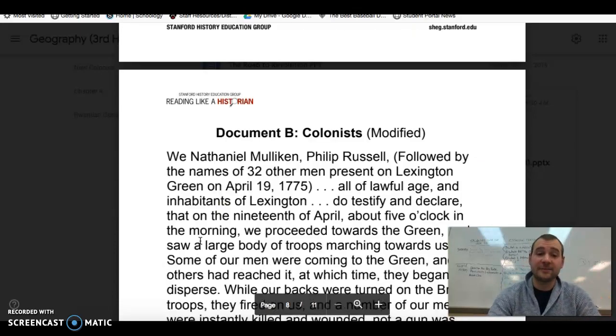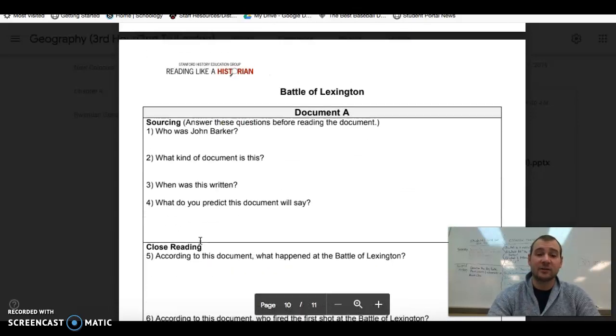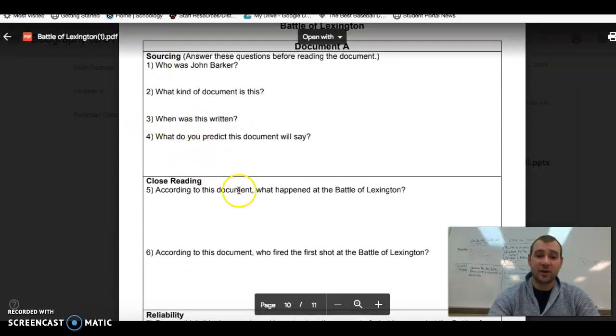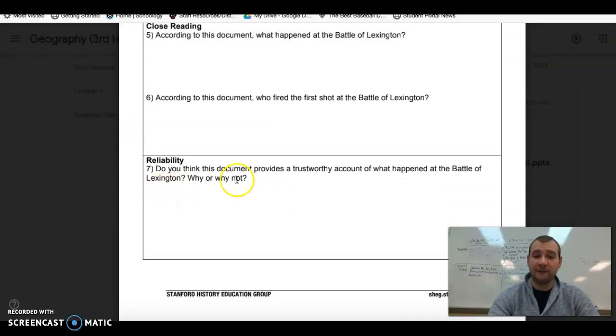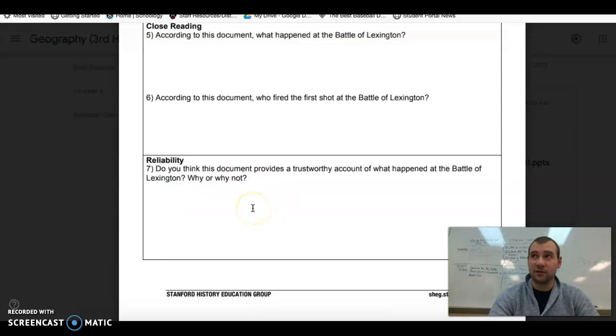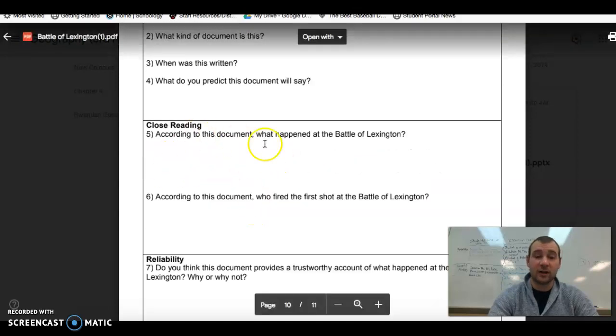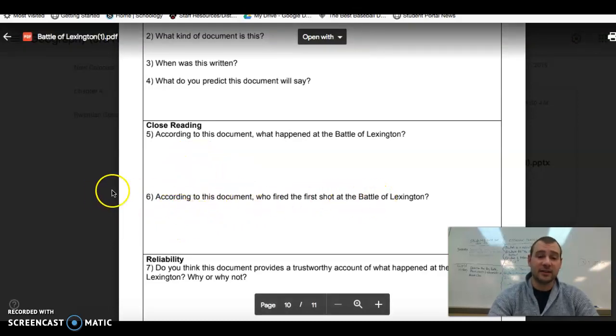So we have document A, we have document B, and then we have the images on the other slides. For document A and B, here are your questions that go with it. This is all the sourcing like we do at first, and this is your why or why not. So this is your opinion right here. Both answers are right if you believe them. If you don't believe them, as long as you can provide evidence why. And the close reading is actually just, according to this document, who fired the first shot. So that one's pretty easy to handle.